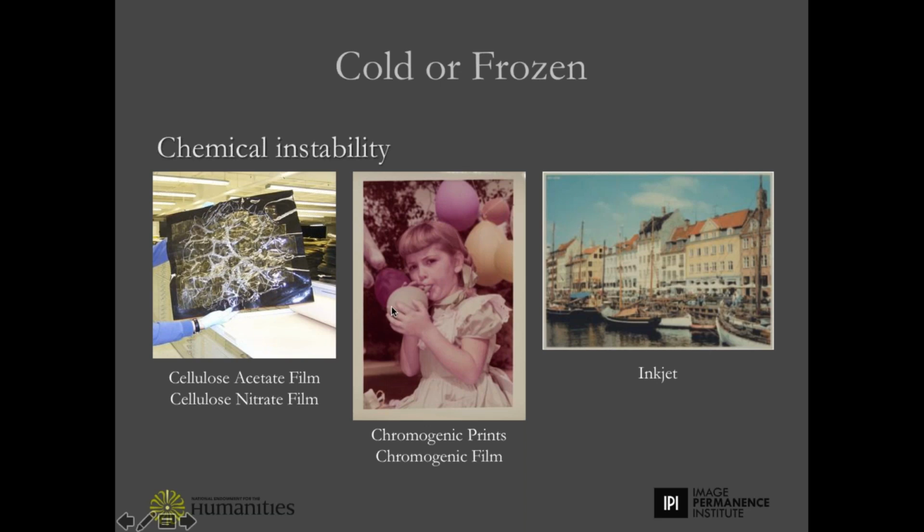Chromogenic materials are prone to fading. This is the image in the center. So they're prone to fading of the image dyes. They're also prone to yellowing of the highlights. This is where those unreacted color couplers are. We can look at the 20th century materials and processes webinars to learn more about that.